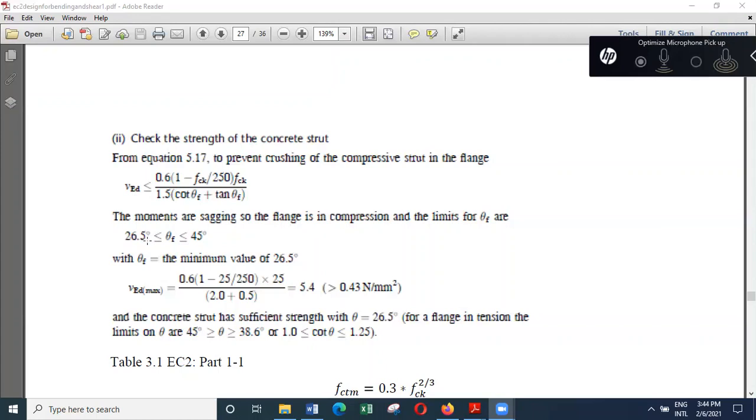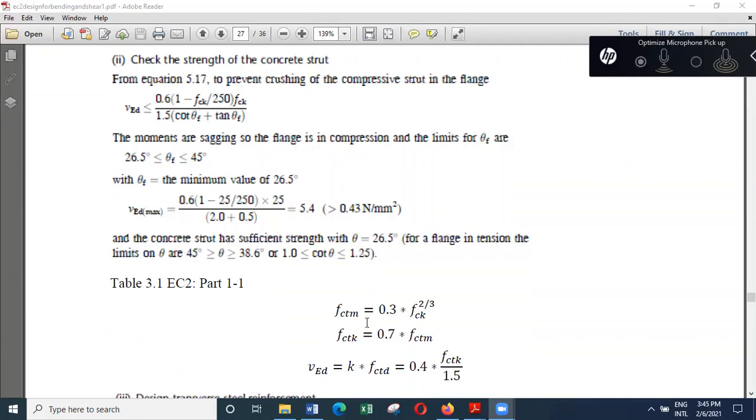In the case of pure shear, direct shear, cot theta varies from 2.9 to 1, and here it varies from 2 to 1. If the flange is in tension, it varies from 1 to 1.2.